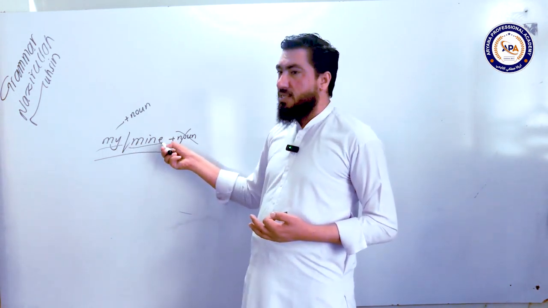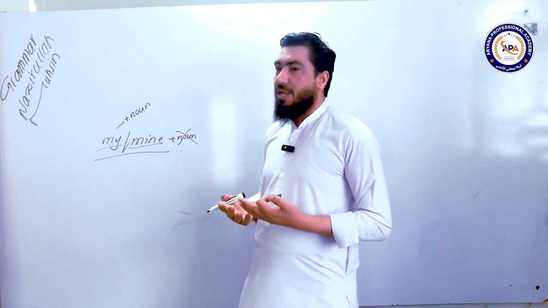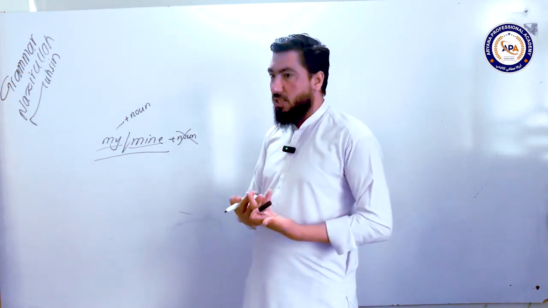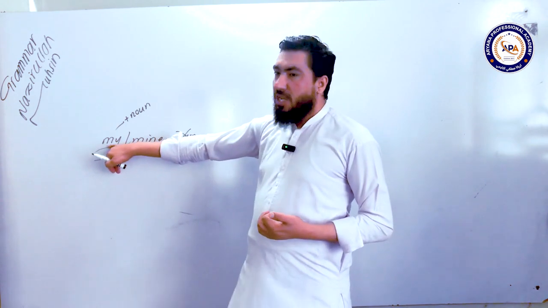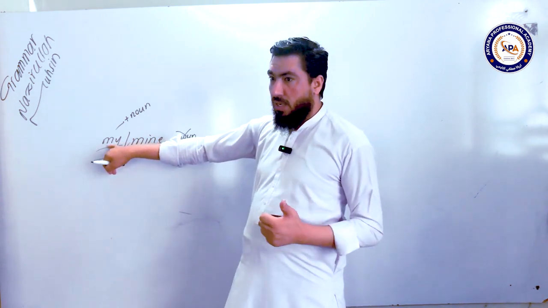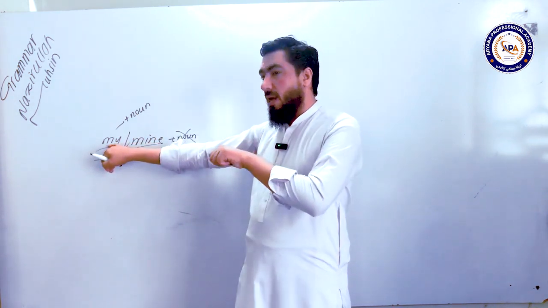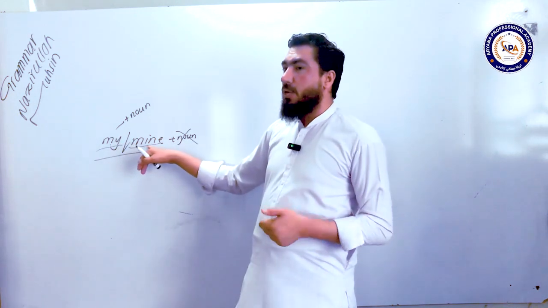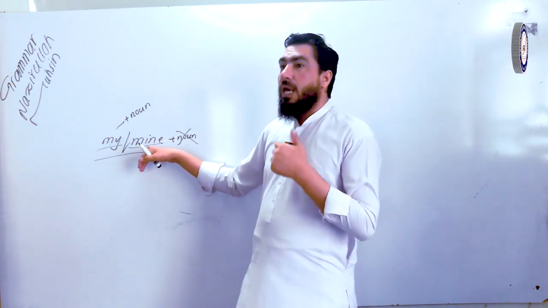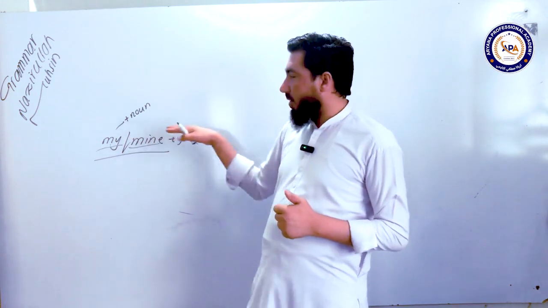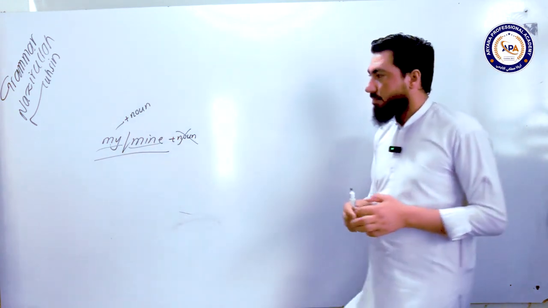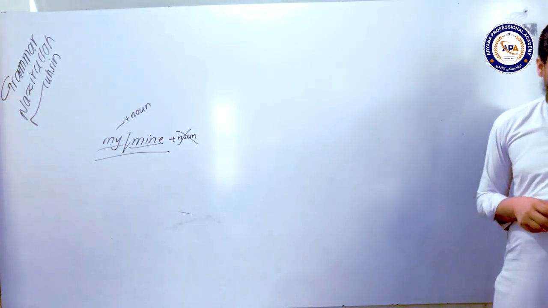So you cannot directly say that it is followed by a noun and it is not followed by a noun. You have to talk about the function. Like my is a possessive adjective or a possessive determiner. It means it is followed by a noun. And mine is a pronoun. It means it is not followed by any noun and it shows possession. And both of them are used to show possession. There is not any other magic.